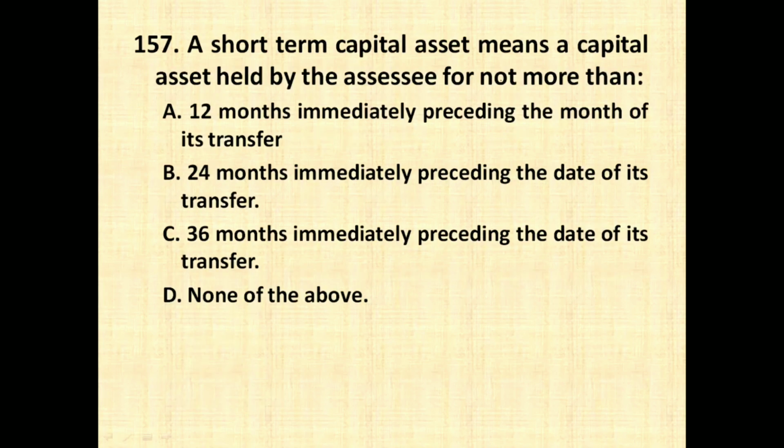A short-term capital asset means a capital asset held by assessee for not more than 12 months immediately preceding the date of its transfer, 24 months, 36 months, none of the above. So short-term capital asset is one which you are holding for less than 36 months or 3 years. But in some cases it is 12 months. For example, in case of listed securities, zero coupon bonds, units of mutual funds, units of UTI, it is 12 months instead of 36 months.